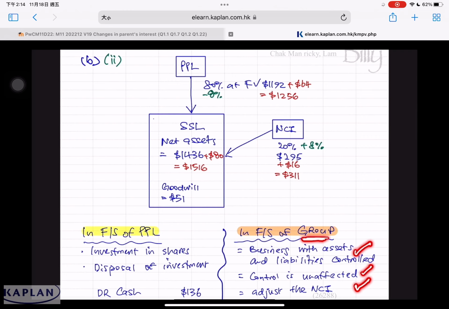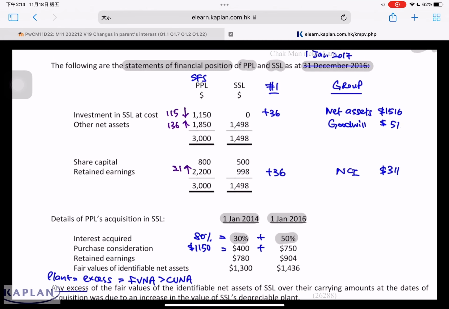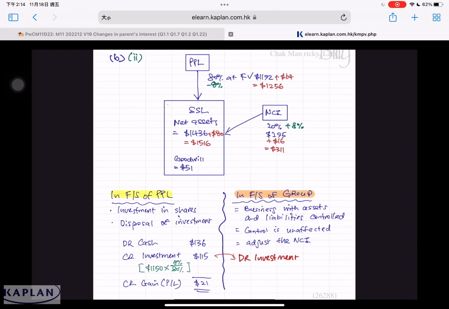Adjust the NCI. The investment that was credited at the company level, you must debit back. If you don't reverse it, when we calculate goodwill, the investment becomes negative. Just now, we used the 1150 to calculate goodwill. If you don't reverse this 115 that was credited, when calculating the goodwill the investment becomes negative. At the group level, there's no disposal of investment. This disposal must be reversed, 115. The gain must be reversed as well, because there's no gain on disposal at the group level. We have the same assets and liabilities and the same goodwill, so no gain or loss should be reported in P&L.